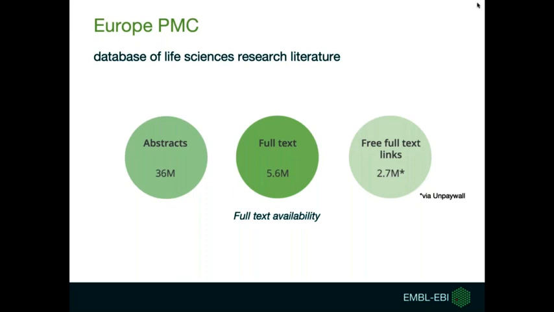Europe PMC has different availability of metadata and full text. There are about 36 million abstracts in Europe PMC. Of those, 5.6 million are available as full text, which can be accessed for text mining purposes and so on. Additionally, there's also a subset of full text that is hosted externally via Unpaywall.